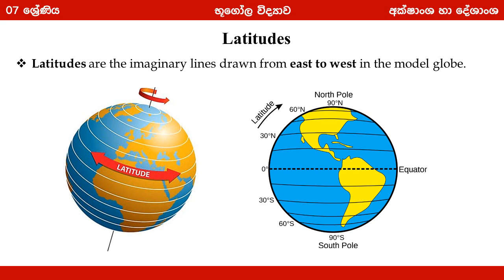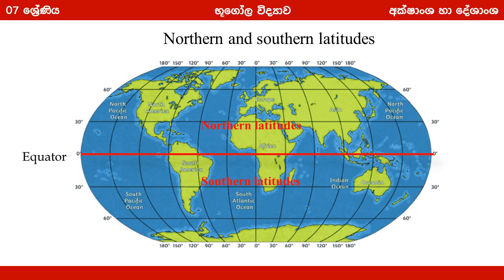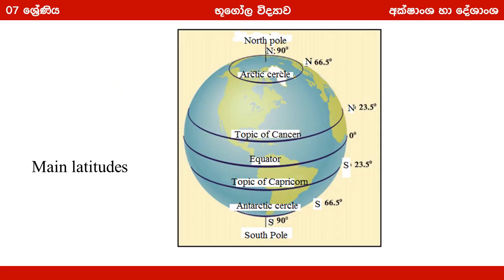The main latitude is the equator. The equator divides the globe into two, the northern part and the southern part. We call the northern part the northern hemisphere and the southern part the southern hemisphere. The latitudes drawn in the northern part are northern latitudes, and the latitudes drawn in the southern part are southern latitudes.